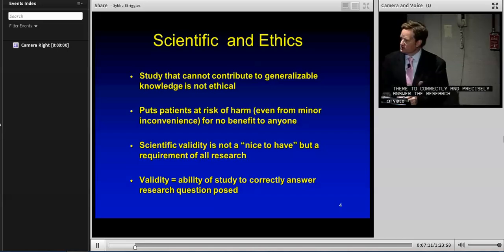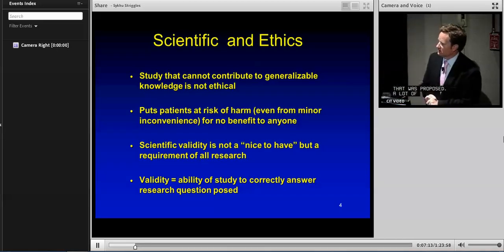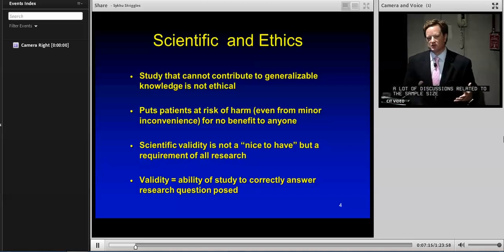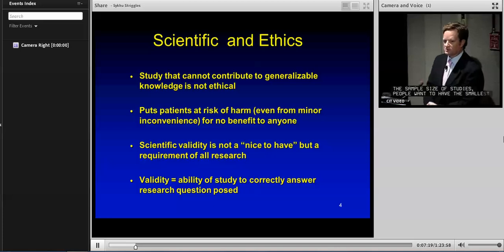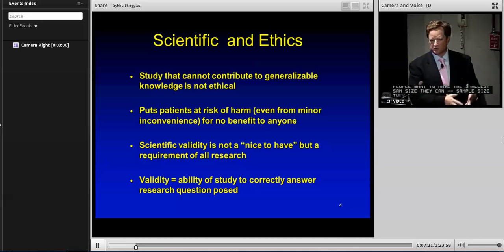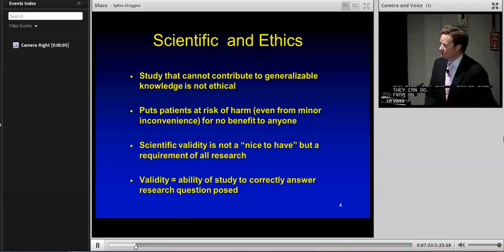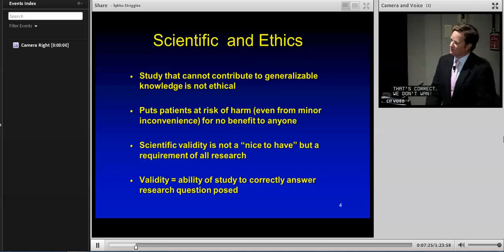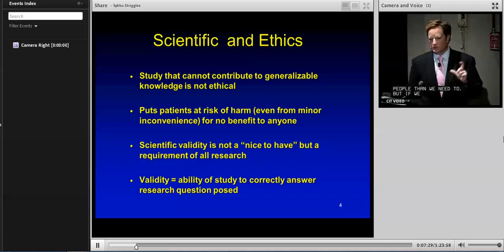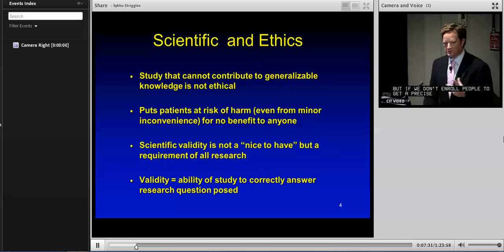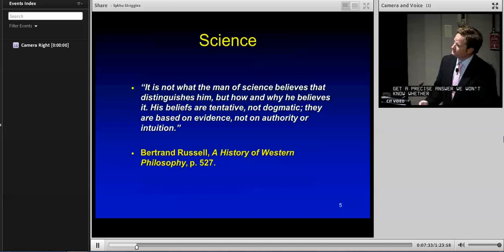A lot of the discussions relate to the sample size of studies. People always want to have the smallest sample size they can possibly do. Now, from an ethical point of view, that's correct because we don't want to expose more people than we need to experimental interventions. On the flip side of that, if we don't enroll enough people in the study to get a precise enough answer, we won't know whether the intervention actually has more benefits than harms for people.